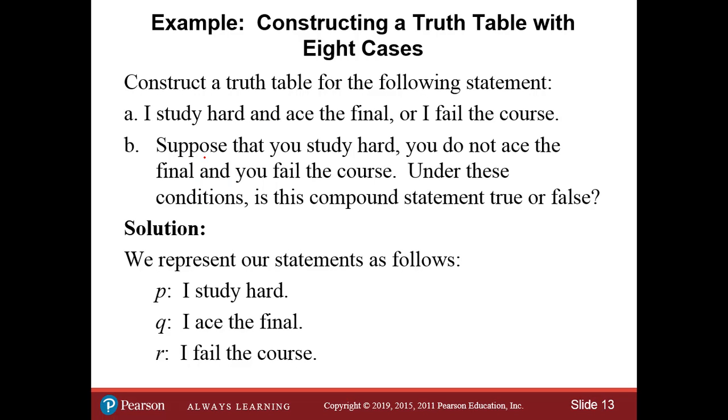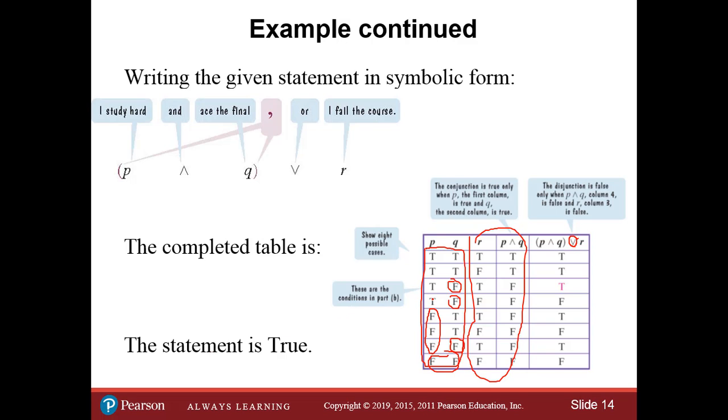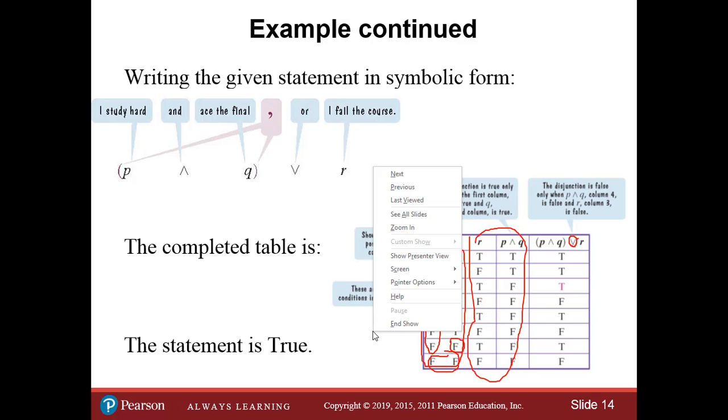Now B says, suppose that you study hard, you do not ace the final, and you fail the course. Under these conditions, is the compound statement true? So in other words, this is true, this is false, and this is true. So we have true, false, true. So if we look for true, false, true, well, what does that mean?